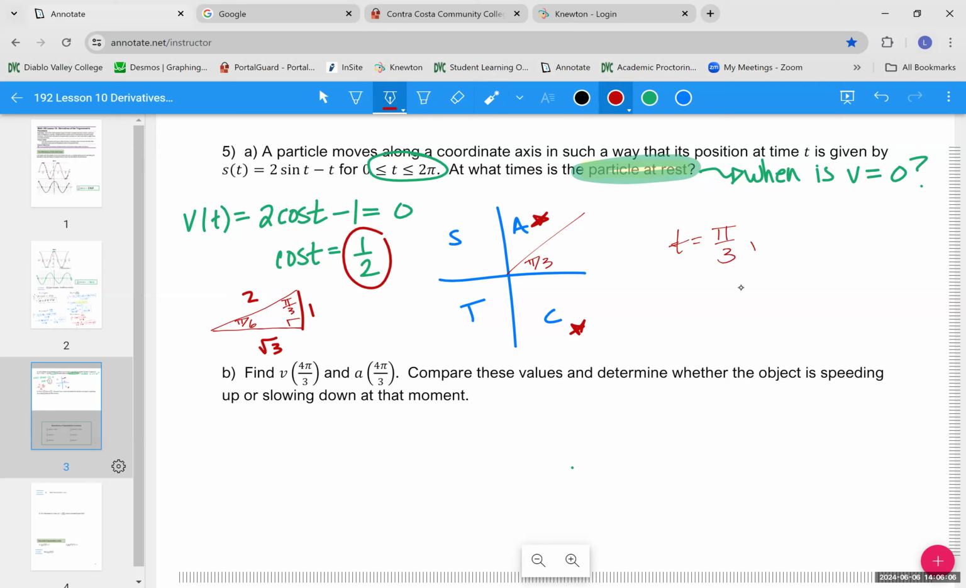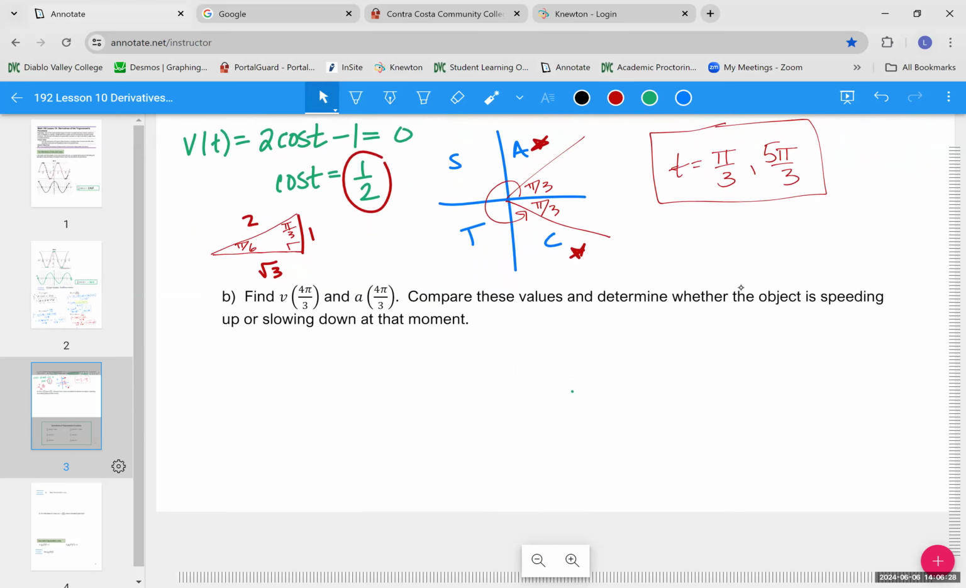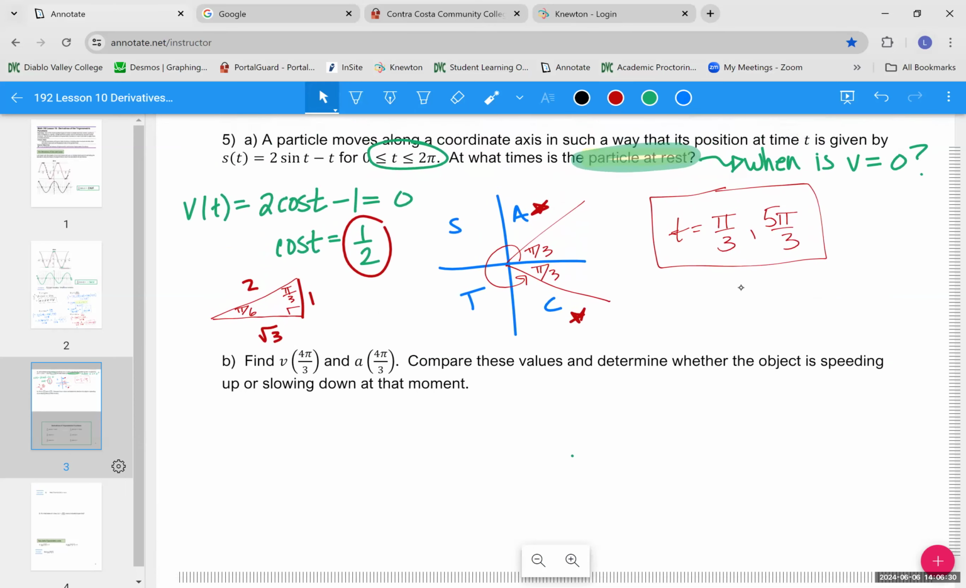That will be π/3 in quadrant 1. And if this is π/3 in quadrant 4, going all the way around will give me 5π/3, or π/3 less than a full rotation, which is 2π. So those are going to be my 2 answers for when the velocity is equal to 0. And then my second part of this question is asking me to find velocity at 4π/3. And so I'll need to plug that in.